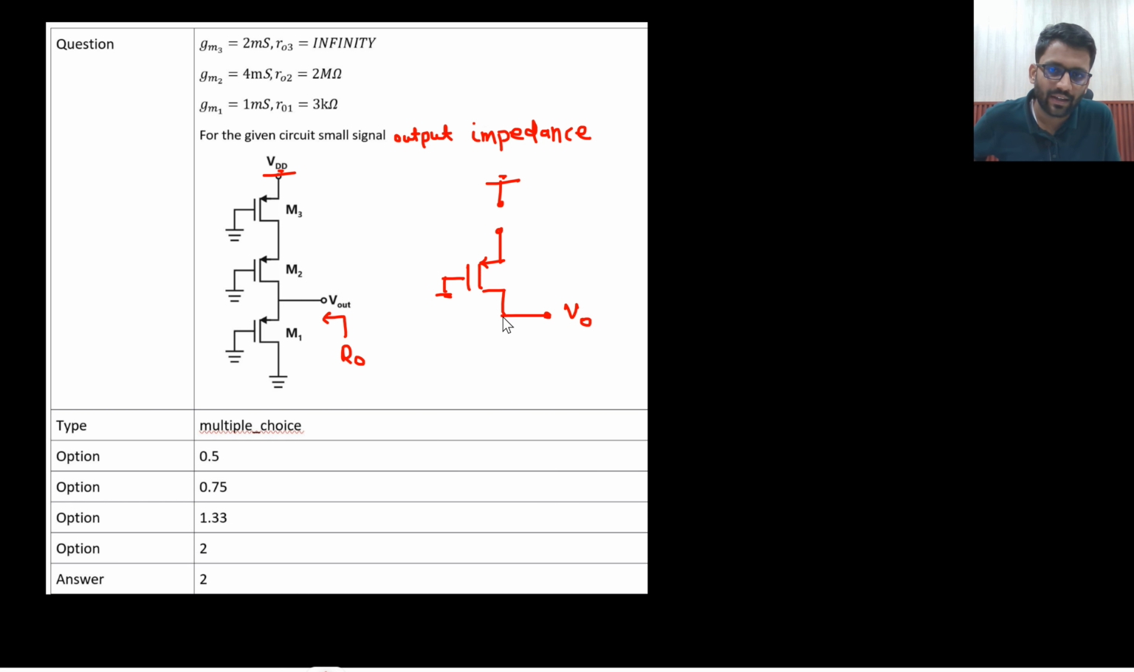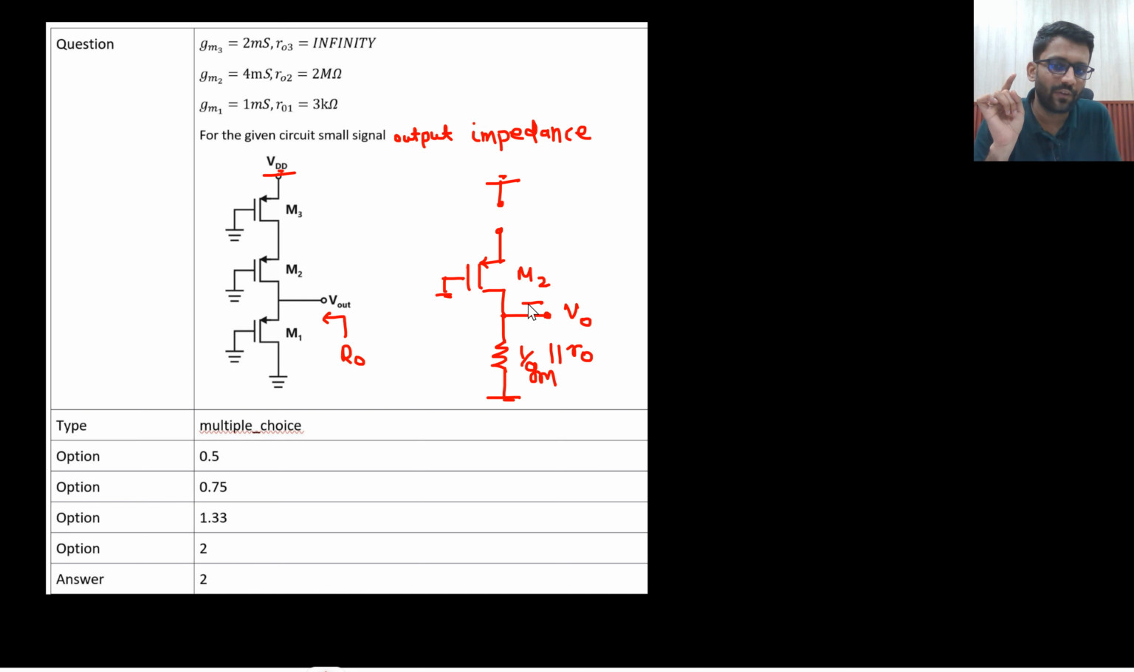And then there is M1 as well. So from V0 to ground, what do you see? 1 by Gm. From V0 to ground you see 1 by Gm, and from V0 to another ground you see R0. 1 by Gm parallel with R0 you see. Here you see M2 as well.